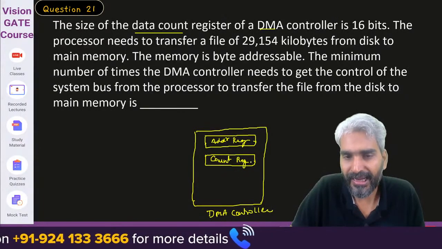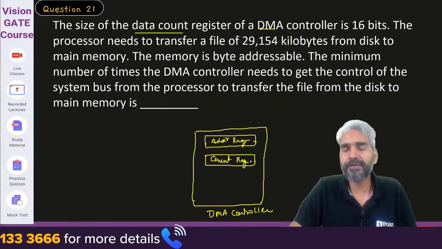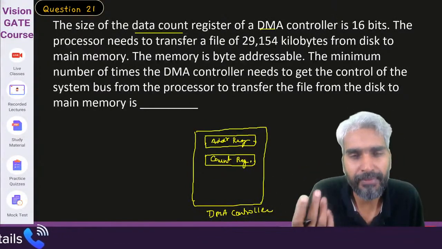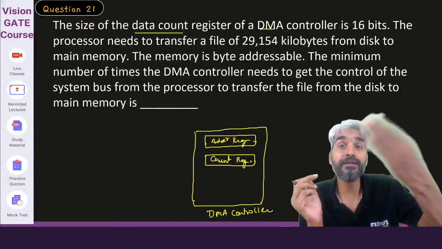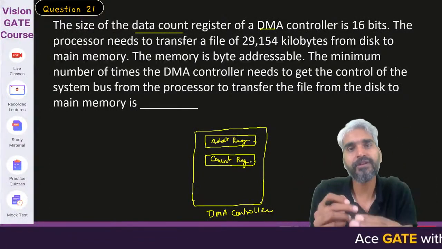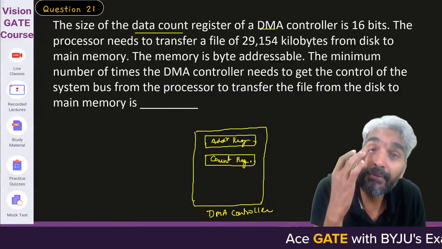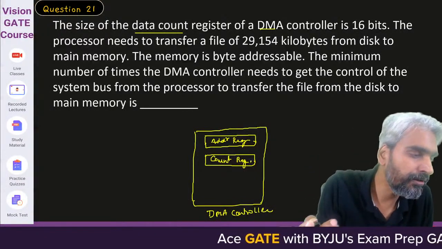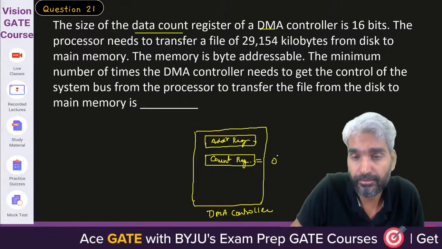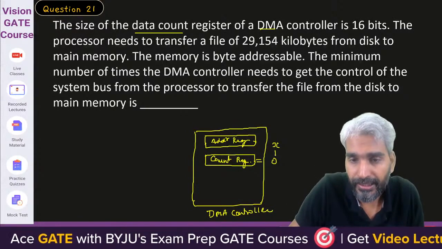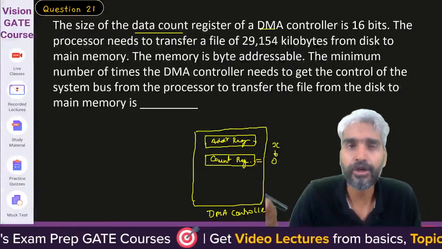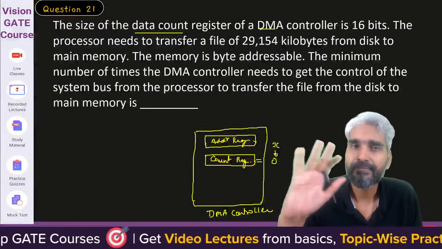You will transfer the data between the IO device and memory one by one, one word at a time or one byte at a time. After exchanging one byte between those devices, you will reduce the value of the count register by 1, and you will keep performing the DMA operation until this count value becomes 0. The moment this count value becomes 0, you will stop the operation.